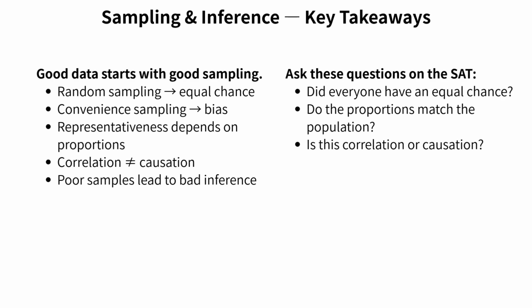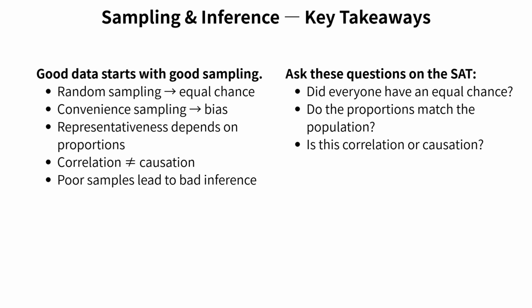Let's pause and summarize what we've learned so far about sampling and inference. As this slide emphasizes, good data does not start with fancy graphs or calculations. It starts with good sampling. Let me walk through the 5 key takeaways on the left. First, random sampling means every member of the population has an equal chance to be selected. This reduces selection bias, but it does not guarantee identical results every time.